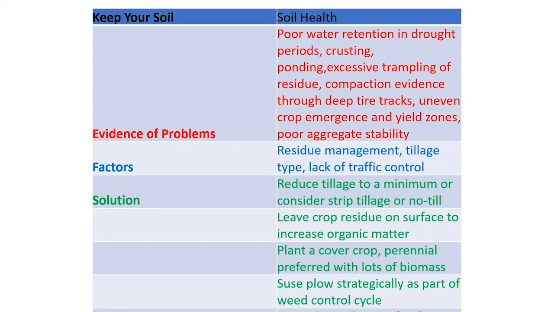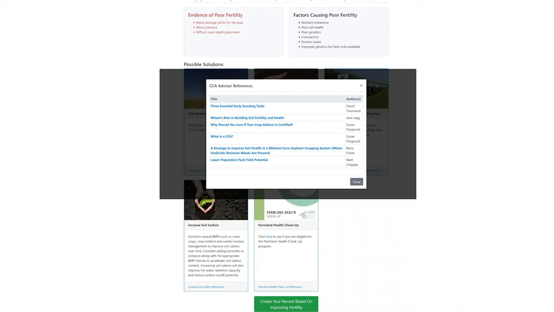And then as you're going through, you decide you want to look at the references. You click on any of these blue titles, and it will take you immediately to that article. And the articles are selected to be meaningful for us in Ontario.